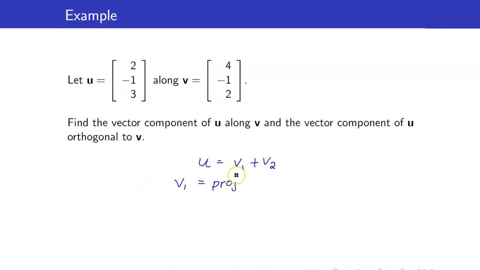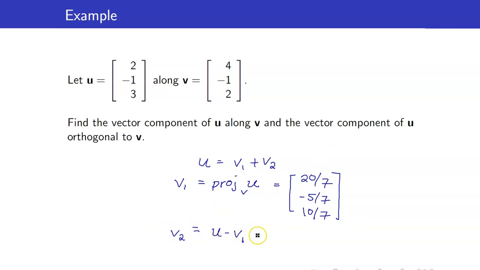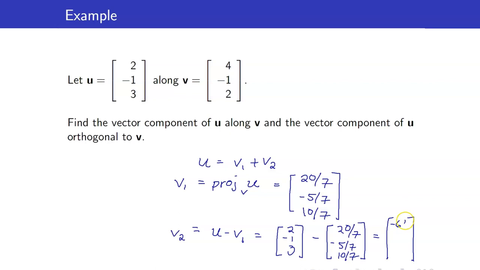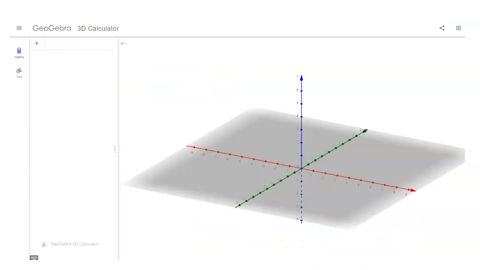We already know that V1 is the projection of U along V. We already calculated that it is equal to this vector. And therefore, V2 is just equal to U minus V1. This is equal to negative 6 over 7, negative 2 over 7, 11 over 7. Let us check our answers.